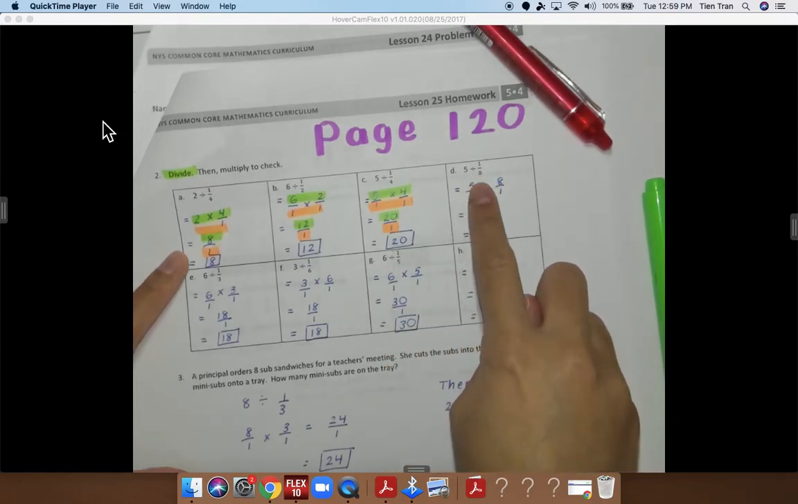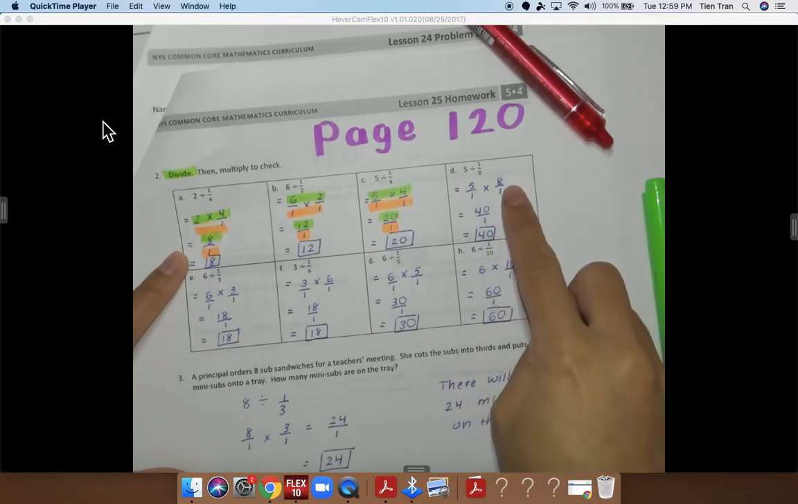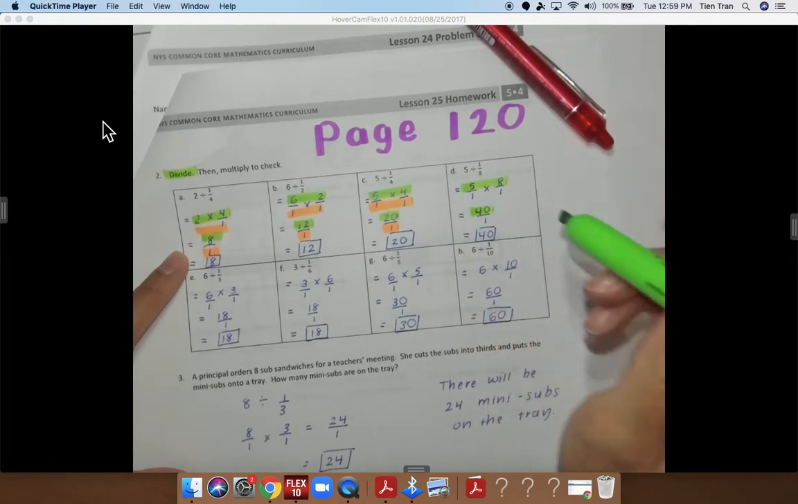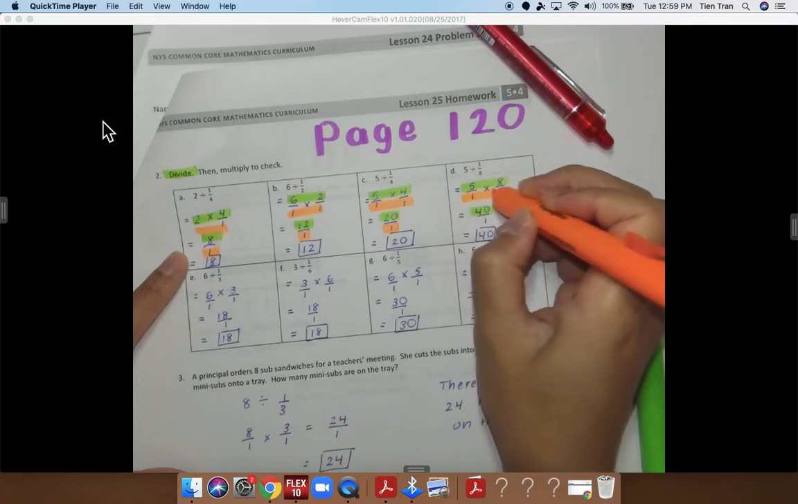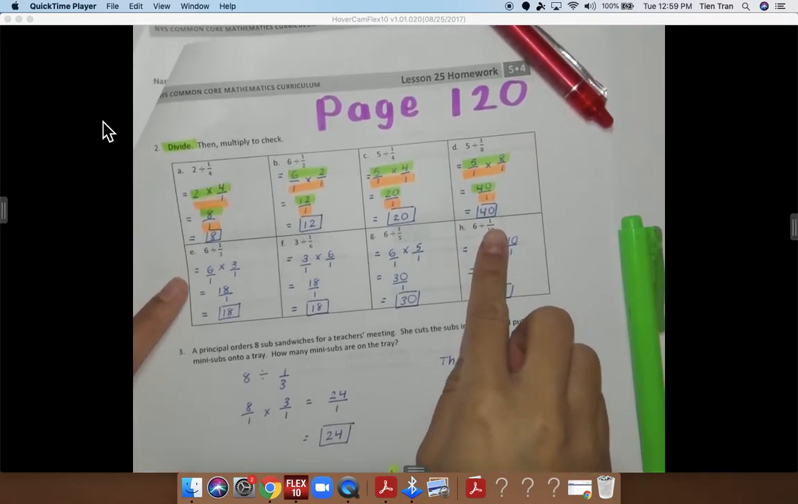Over here, we have 5 divided by 1/8. You're going to change your division sign into a multiplication sign. 1/8 changes to 8 over 1. So now we're going to multiply. 5 times 8 is equal to 40, and 1 times 1 is equal to 1. So 40 divided by 1 gives you 40.